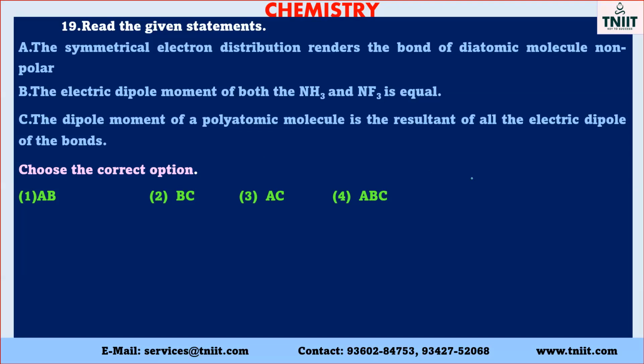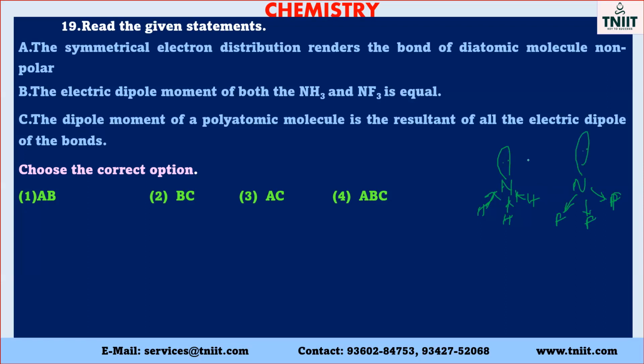Now, in the case of ammonia, ammonia has a pyramidal shape like this. It has one lone pair of electrons. And you can remember nitrogen is an electron withdrawing group here, highly electronegative. But if you take fluorine, NF3, fluorine is highly electronegative.